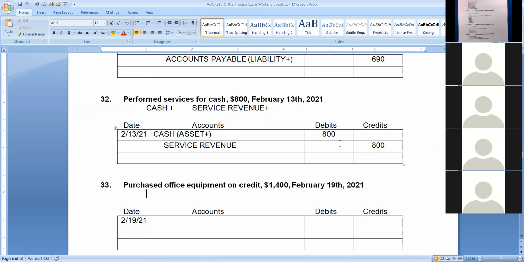Purchased office equipment on credit. Now, when they say on credit here, they mean on account, basically. So they purchased office equipment on account. So what are the accounts going to be? Equipment and accounts payable. Yep. Perfect.